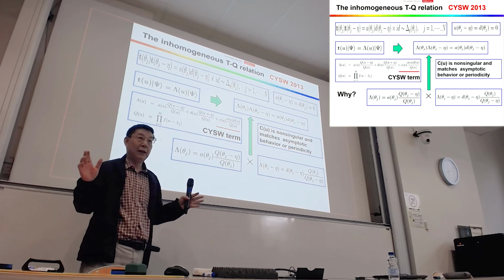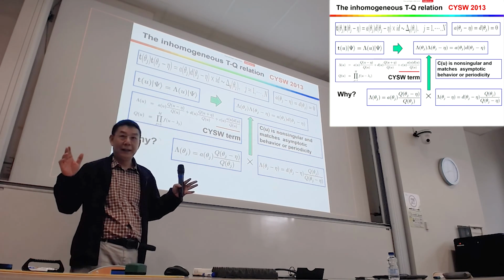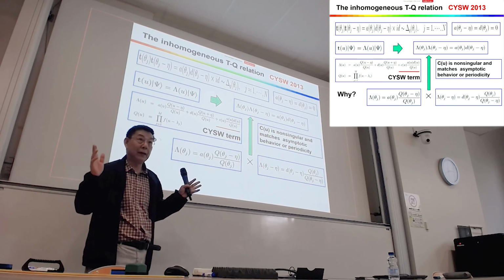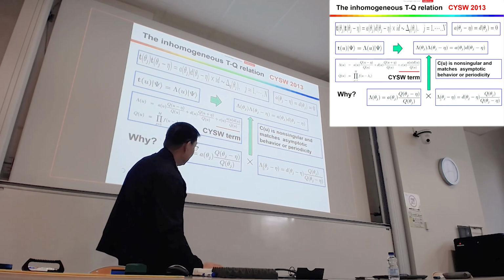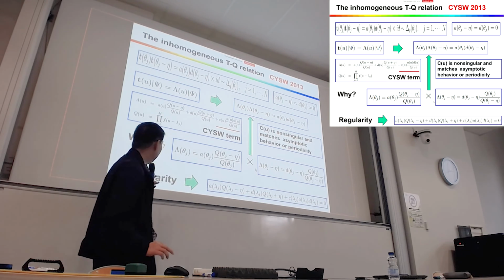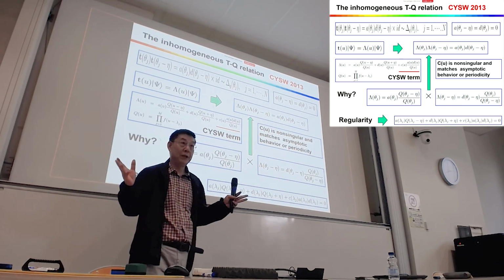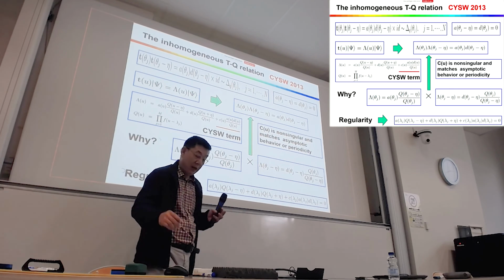No matter whether the system possesses U1 symmetry or not, that's okay. That's universal. So we get this one. And finally, the regularity gives the Bethe ansatz equations. That's the procedure to solve the spectrum.